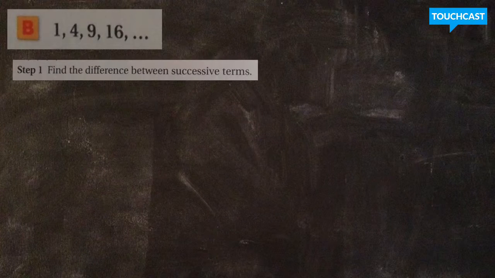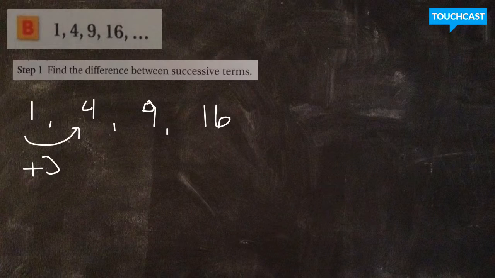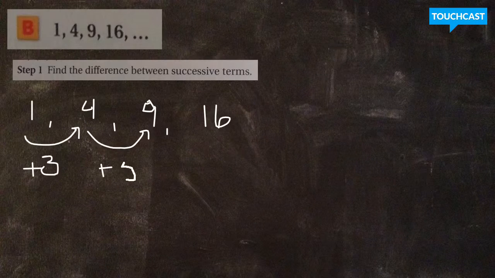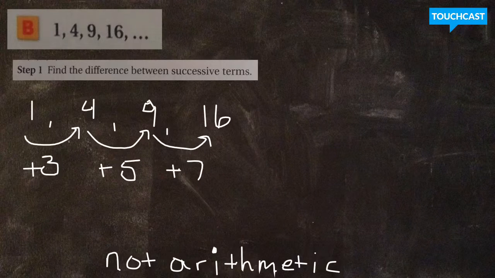So we've got the sequence 1, 4, 9, 16, and that keeps going forever and ever. So step 1 is to find the difference between the successive terms. Alright, so from 1 to 4, we can add 3. From 4 to 9, we can add 5, and from 9 to 16, we can add 7. So even though this forms a pattern, we are not adding or subtracting by the same amount from one term to the next. So that means this sequence is not arithmetic.